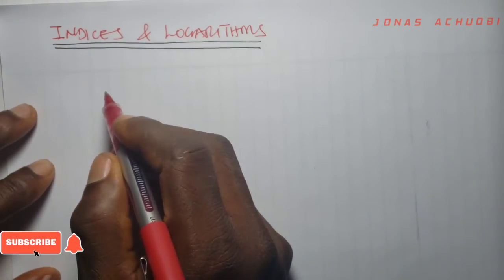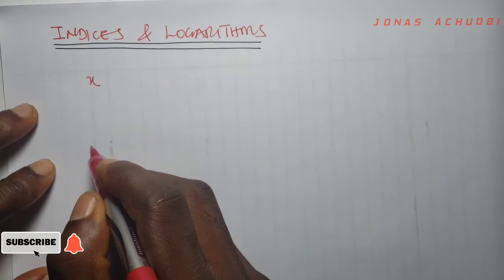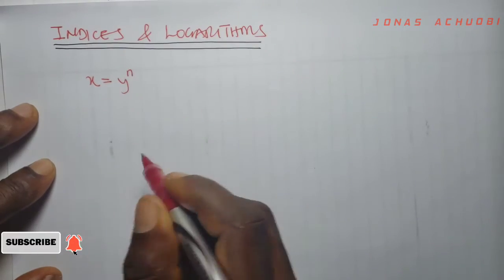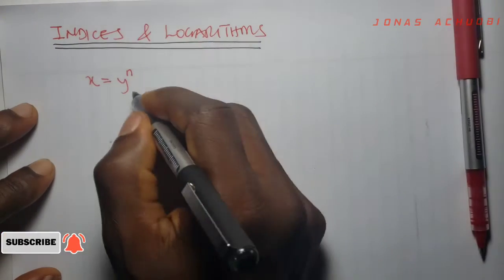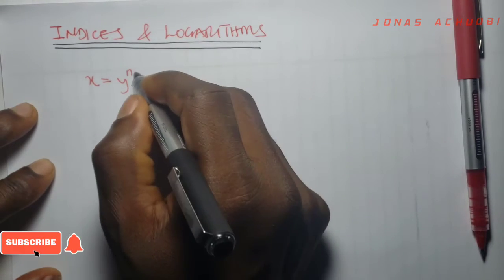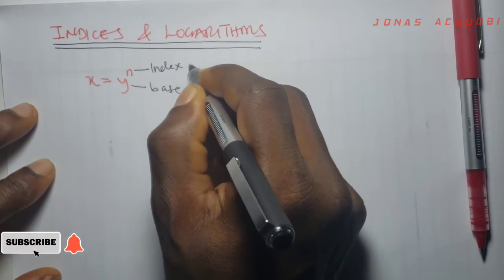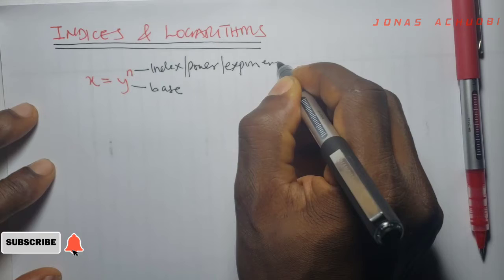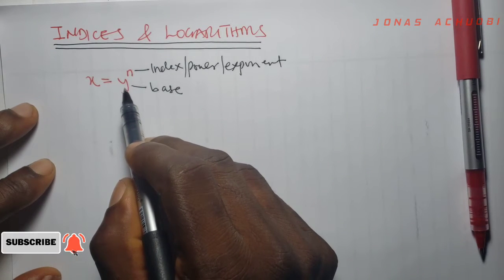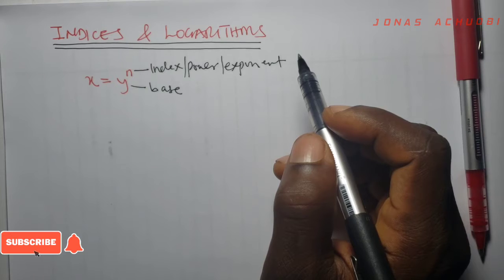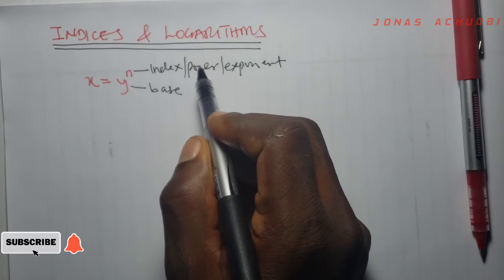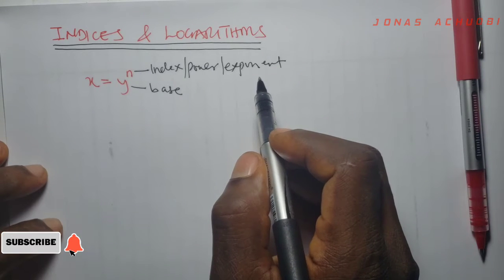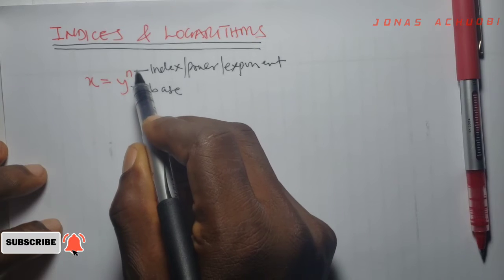Indices and Logarithms. A number x is said to be in index form if we can write it as some number y raised to the power n, where of course y is called the base, n the index or power or exponent. So we say y to the index of n, or y raised to the power n, or y to the exponent of n.